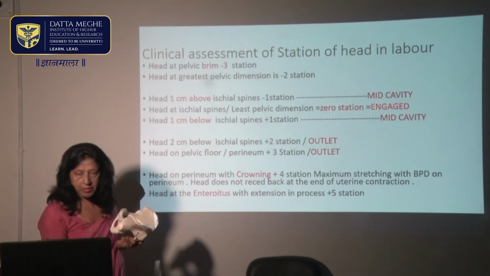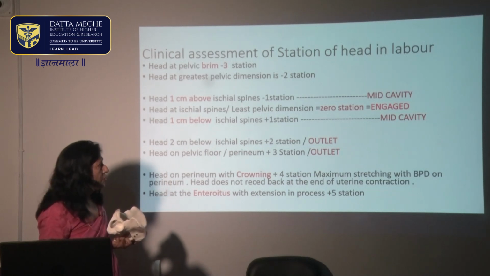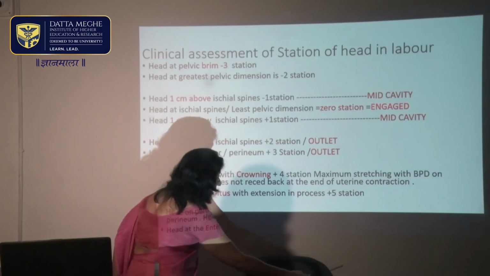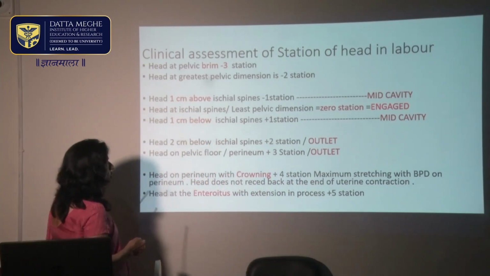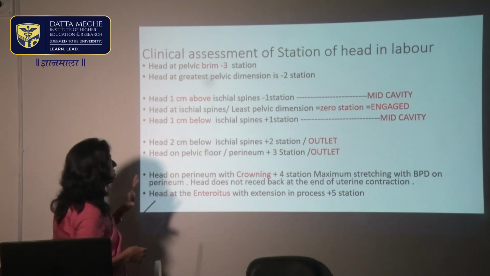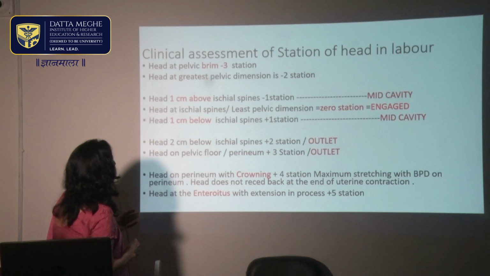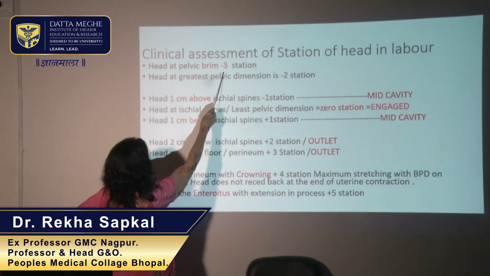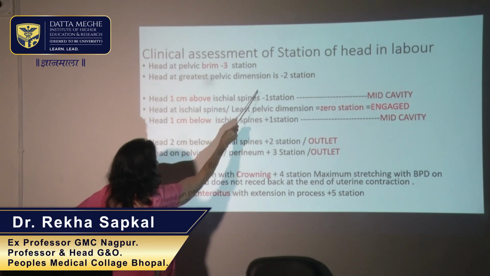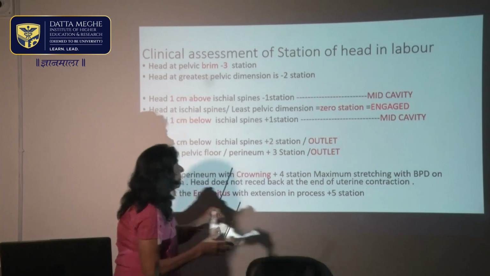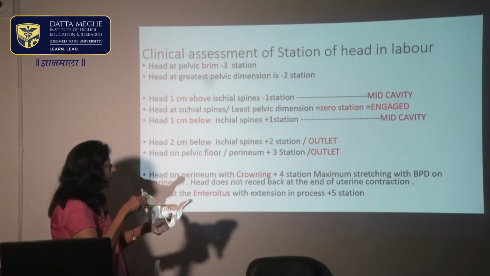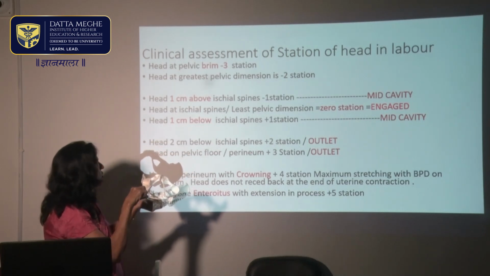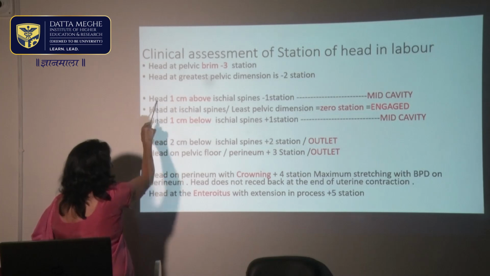Instrumental delivery we have discussed. Different stations of the head are also identified. Little confusing, but in detail you must know. Unless you understand it, you cannot understand the forceps application or vacuum application. Remember, when the head is at the level of the pelvic brim, it is -3 station, and when the head is at the greatest pelvic dimension, it is -2 station. So, at the pelvic brim -3, greatest pelvic dimension at this level it is -2 station. You remember these 3 level points.